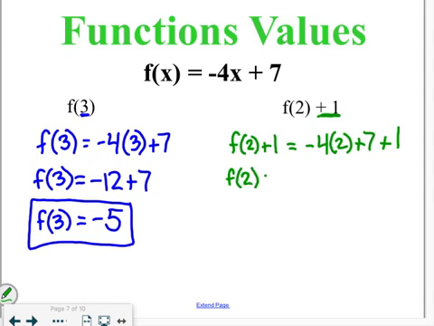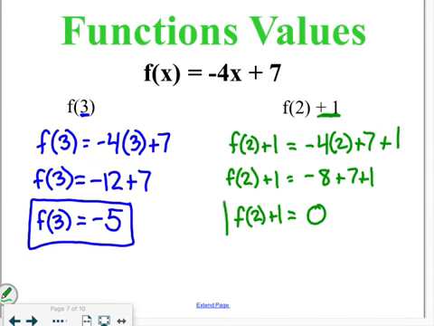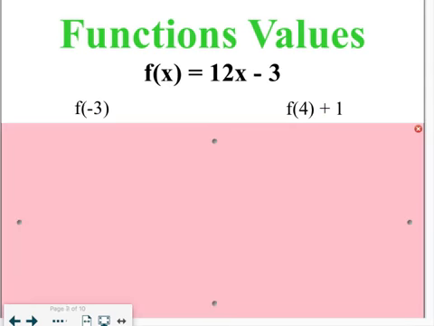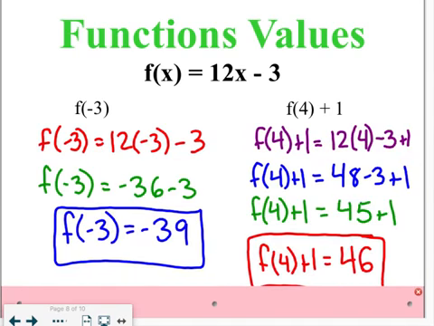So f of 2 plus 1 is equal to negative 8 plus 7 plus 1. Negative 8 plus 7 plus 1 gives us f of 2 plus 1 is equal to 0. So you are just plugging in and following the steps of PEMDAS. Go ahead and try these two on your own. F of 3 in this case gives you negative 39, and f of 4 plus 1 gives you positive 46.